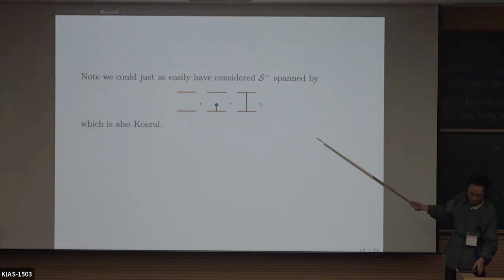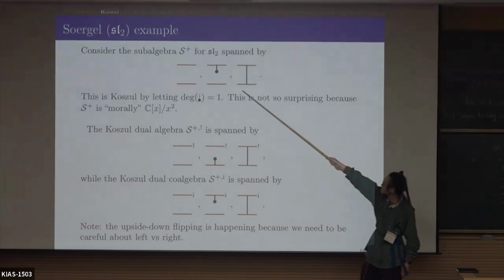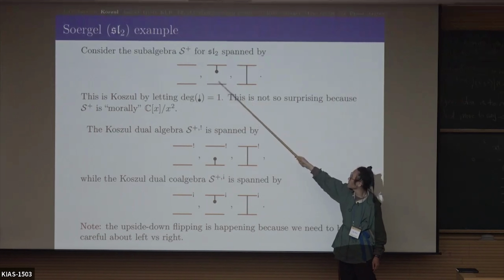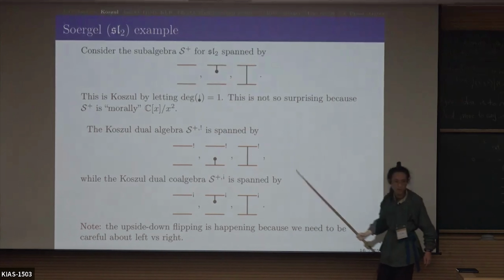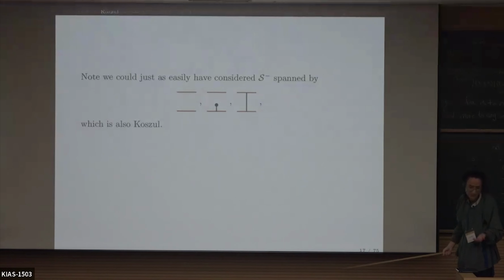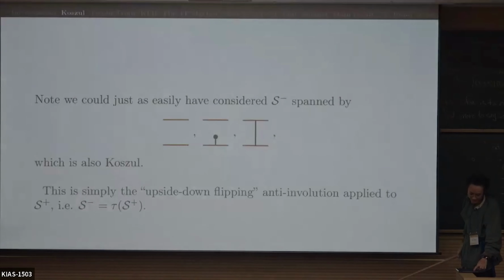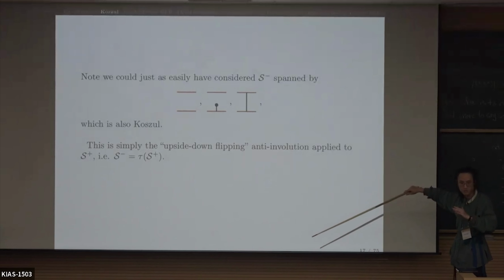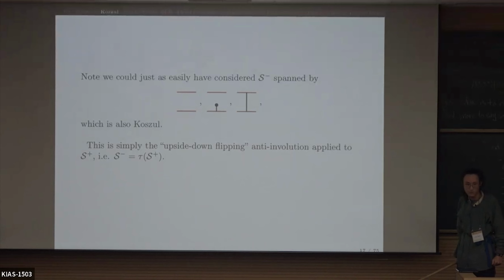There we considered S plus, so these are my upside down lollipops. I go from a smaller thing to a bigger thing, which is why it's called plus. We could just as easily have considered minus, and the pictures are exactly the same. This is simply flipping the earlier pictures upside down. This is an anti-involution of my algebra.